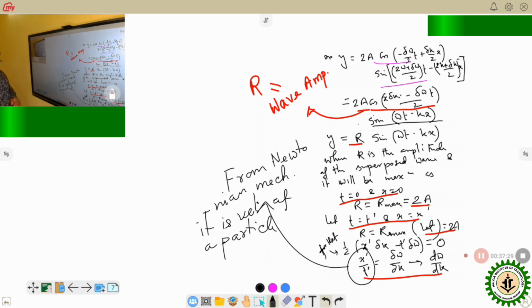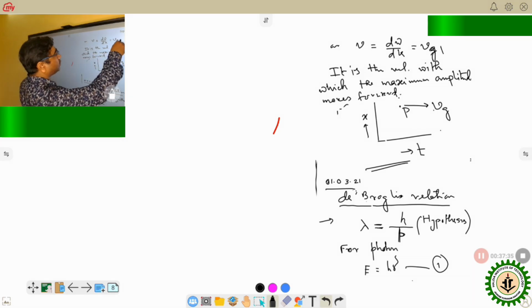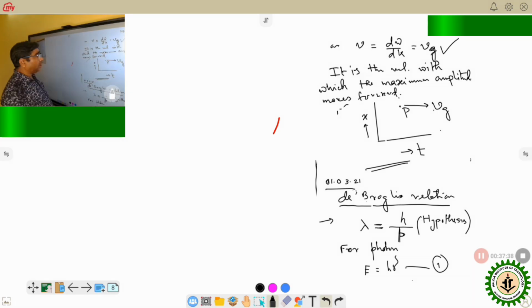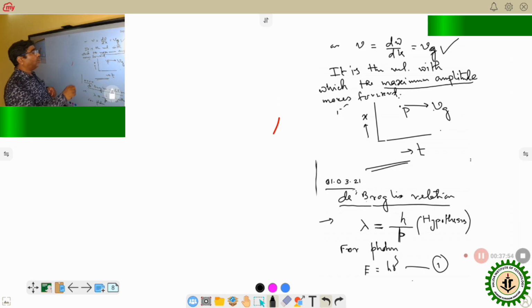Okay, this velocity is called the group velocity. So, in terms of definition, how can I write down the group velocity? Group velocity is the velocity with which the maximum amplitude of a group of waves moves forward.